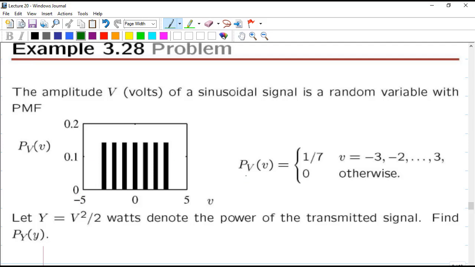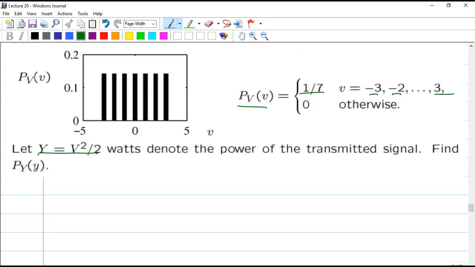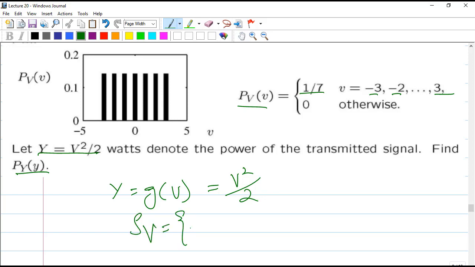distribution, and P_V of v is given as 1 by 7 for v is equal to -3, -2, -1, 0, 1, 2, 3, and 0 otherwise. So y is the function defined, y is equal to V squared by 2. So volts denote the power of the transmitted signal. Find P_Y of y. So it means that y, which is g of V, is V squared by 2, and we know the range of V is simple: -3, -2, -1, 0, 1, 2, 3.